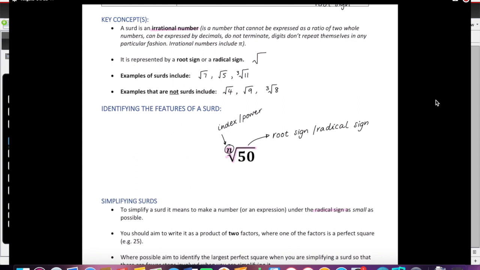It could also be called my index number or my degree. Now, if there's no index number or degree number given to you, it's implied that n is actually 2. So I'll just write that down here, and I strongly recommend you note it down somewhere.